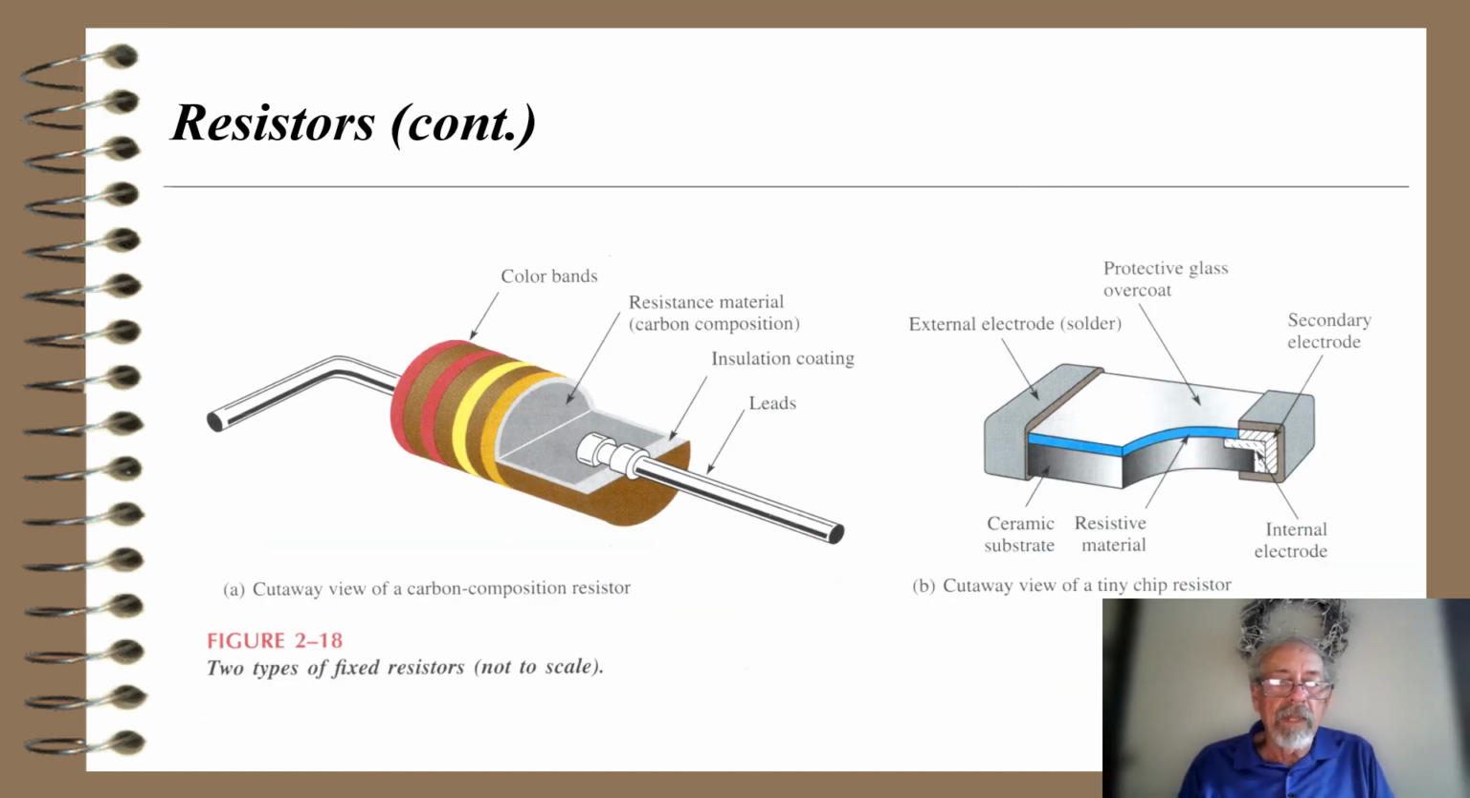A little more detail of these. It turns out the old-fashioned resistors, A there, had resistance material, some carbon composition with glue and so forth, carbon particles and glue, and 2 leads going into the thing, and they would try to make the resistance equal to what it would say on the color bands. A more modern resistor is B, a cutaway view of a tiny chip resistor, with a protective glass overcoat, ceramic substrate, and a resistive material that we can diffuse onto that surface and do it very accurately.